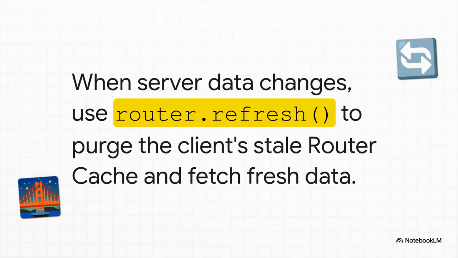So here's the scenario. The data on your server changes, but your user is looking at a stale, cached page. What do? The answer is this simple function, router.refresh. It is the bridge between the server and client. You call it, and it tells the browser, hey, throw out your local cache and go get the fresh stuff from the server, all without needing a full disruptive page reload.